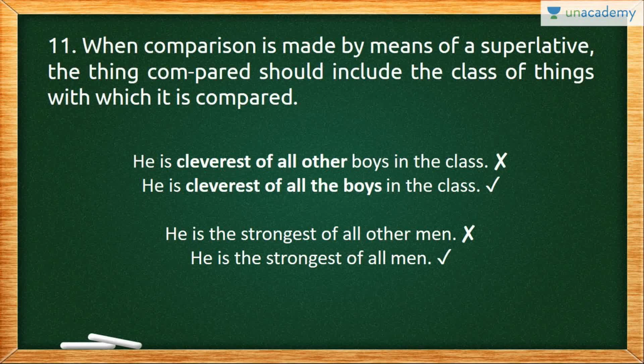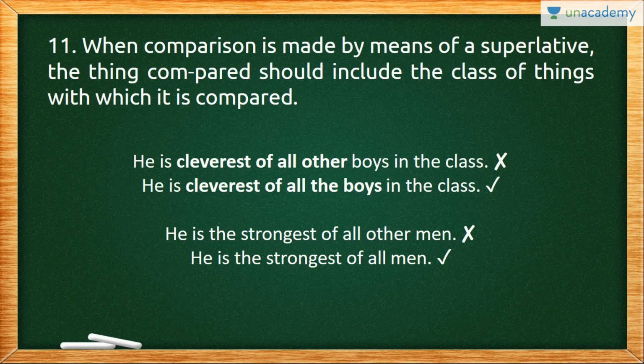Now the next rule states that when comparison is made by means of a superlative, the thing compared should include the class of things with which it is compared. Now notice the difference between this rule and the previous rule. Here we are talking of the superlative degree of an adjective, and previously we were talking about the comparative degree. So when you're comparing, you have to add the word other, but when you're using the superlative degree, you don't use other.